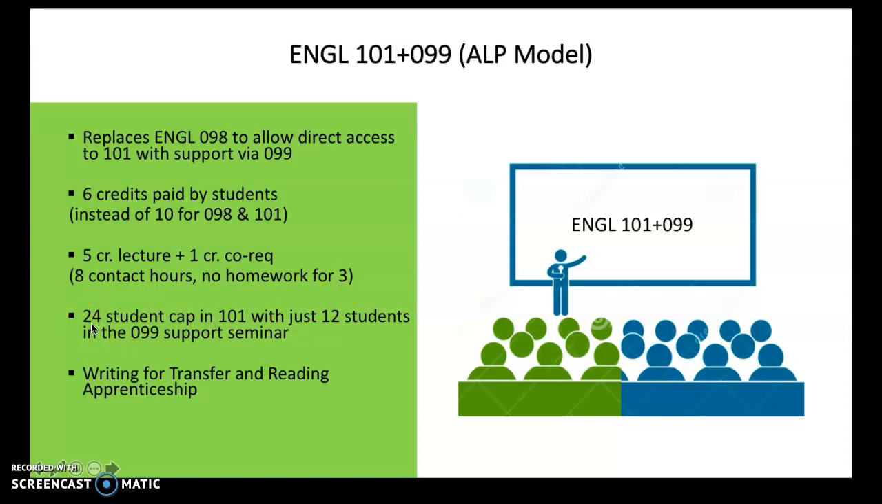For this spring, we have a cap of 20 in English 101 plus 99, with 10 of the students being in English 101 and 10 of them being in 99. English 101 will still have the emphasis on writing for transfer, as all of our English 101 classes do. And reading apprenticeship is also going to be important in both 101 and 99, but will be especially emphasized in English 99.